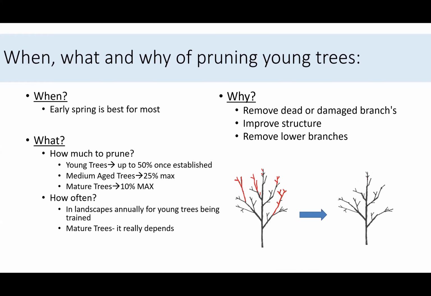The next piece of this is how much should we prune and how often? Something someone will oftentimes ask you. So how much we should prune, generally the accepted starting point is up to 25% of the tree's live foliage. And then we can round that up or down depending on the tree's age and health.